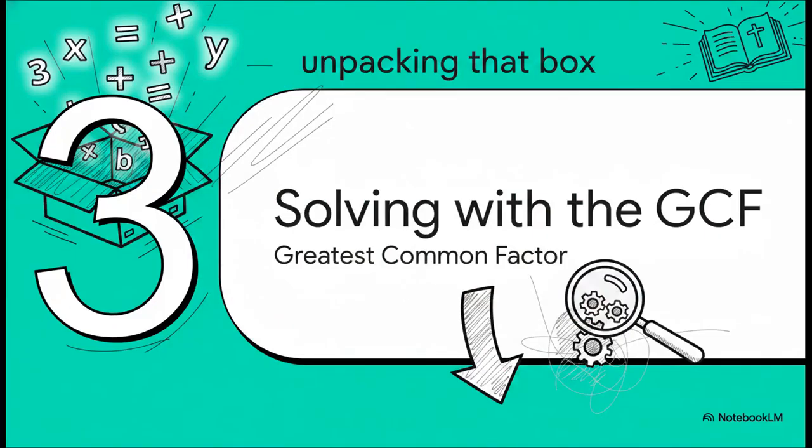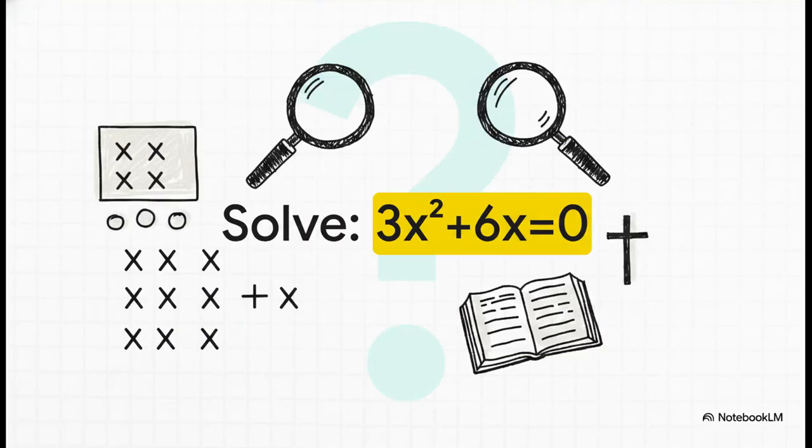Let's get into the mechanics in Section 3, solving with the GCF, or the greatest common factor. We are going to tackle this first equation together, just to see how simple and completely logical this process can be. Our equation is 3x squared plus 6x equals 0. Just take a really close look at those two terms. What do they have in common?